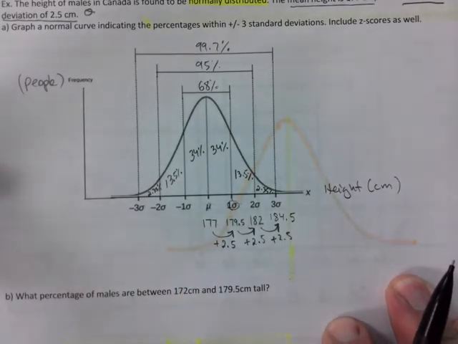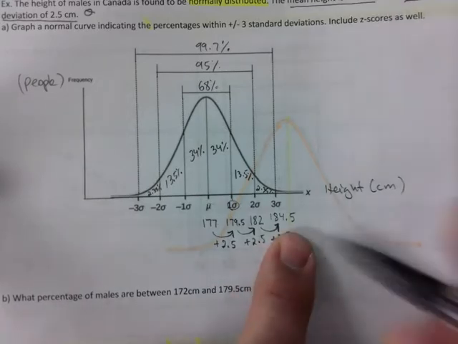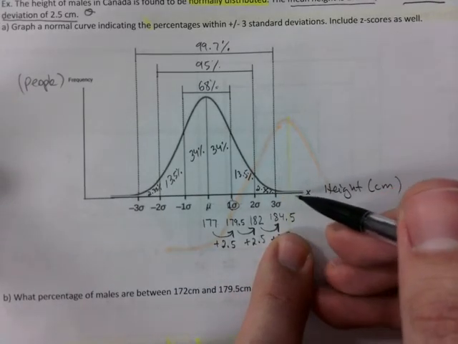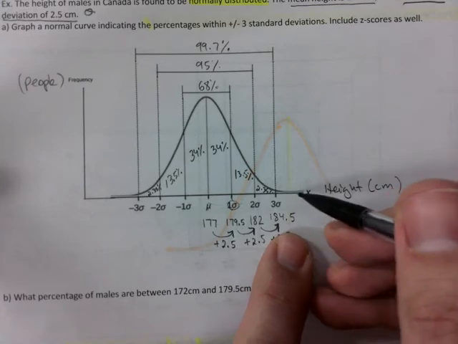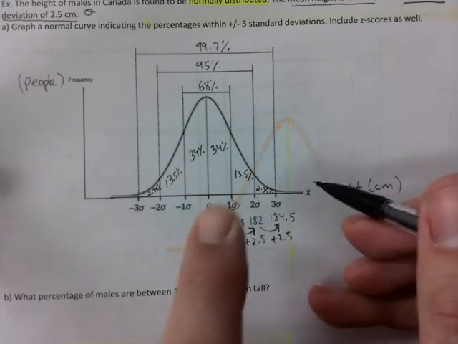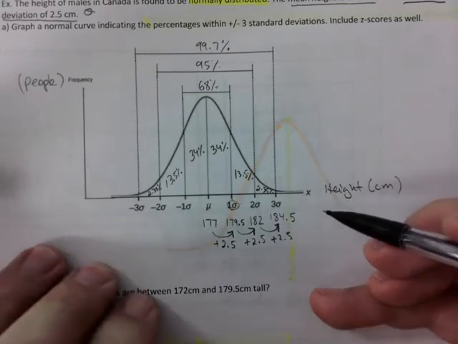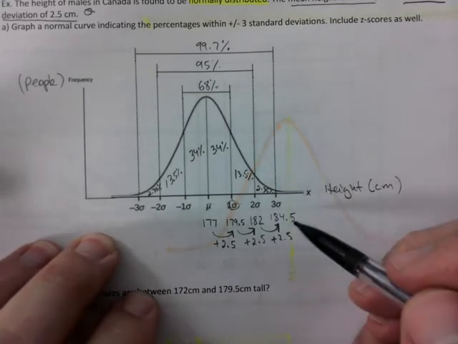You only go 3 standard deviations to the right. Why don't you go 4 standard deviations, Mr. Dirksen? Because you could go 4, you could go 5, but it's so minimal. The amount of people that would be in here is so minimal that we just leave it. We will definitely keep that in mind, but we won't add it to our graph.